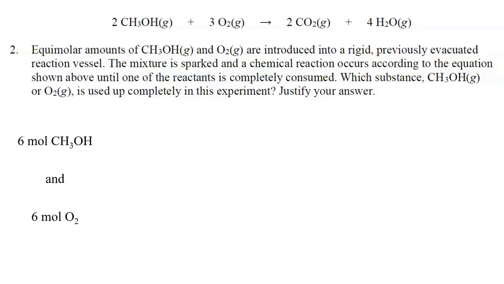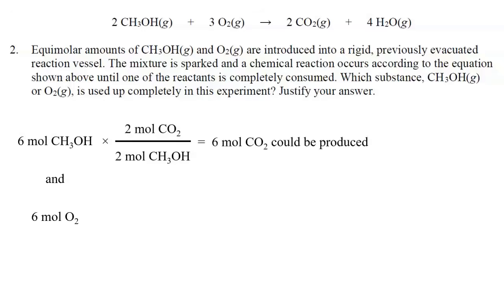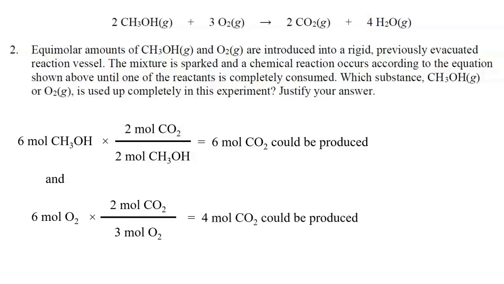So using the coefficients from the balanced equation, that would be 2 moles of CO2 produced for every 2 moles of methanol consumed. So 6 times 2 over 2 is still 6. And if I then do the same type of conversion from moles to moles, it would be a ratio of 2 over 3. 2 moles of CO2 are produced for every 3 moles of O2 consumed. 6 times 2 is 12, divided by 3 is 4.